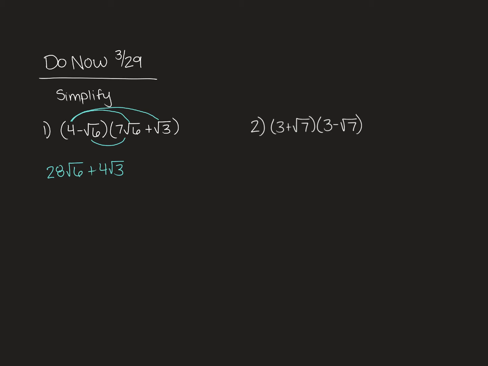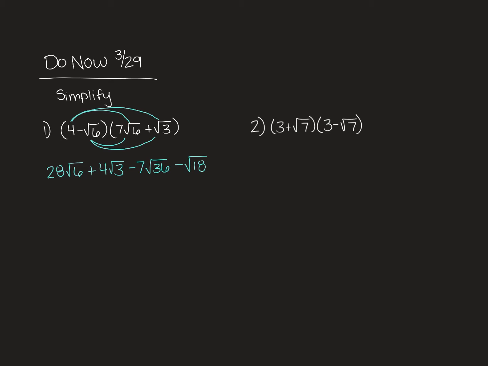Multiply the insides. We will have minus 7 square root of 36. Multiply the outsides and then multiply the insides. And then last, we will have minus square root of 18. So simplify.